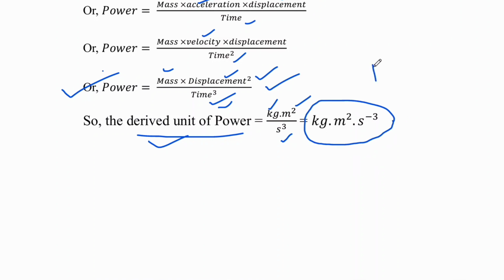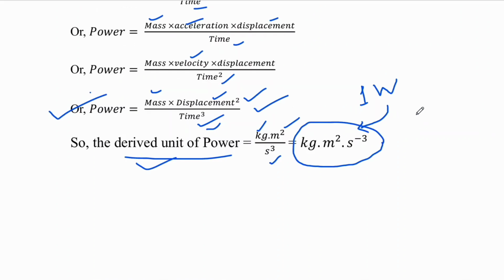This is nothing but 1 watt. So watt is the general form, simplified form, and this is nothing but 1 kg meter square second to the power minus 3. So this is all from this video.